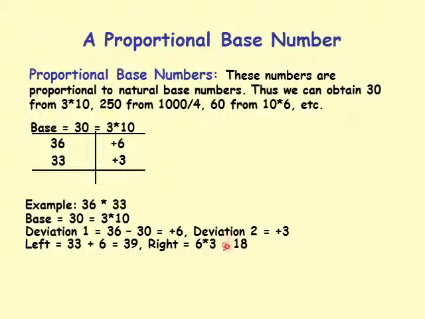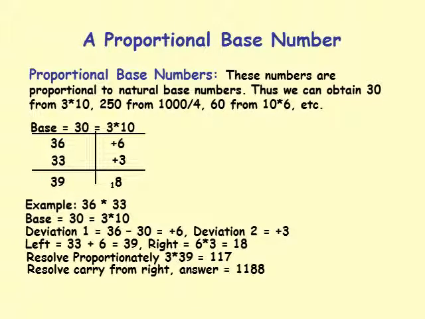Now 18 has 2 digits on the right, and we can only have 1 digit on the right. So 1 is a carry, and the carry gets carried to the left. The answer on the left is 3 times 39. We have to resolve proportionality first. 3 times 39 is 117. Then we use the carry here. We need to resolve proportionality first before we resolve the carry. So 117 on the left plus 1 more is 118, and then 8 on the right: 1188.